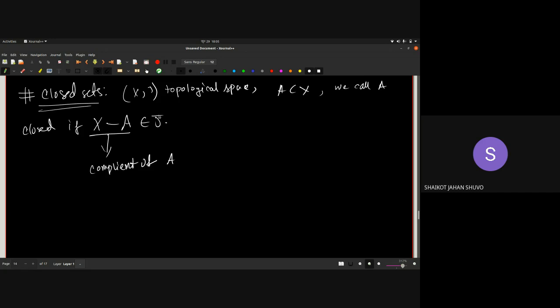So to show that a set is closed, all you need to do is to find its complement and show that it belongs to the topology. Then you are done. That's how you define closed sets.